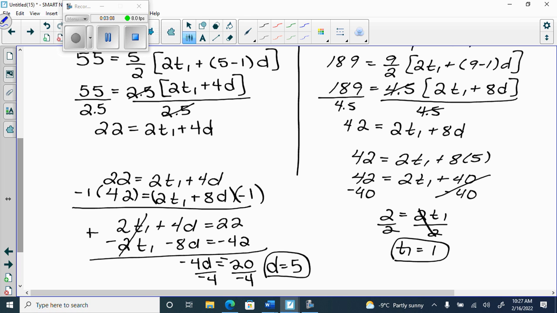And you could check your answer. You could go 1, 6, 11, 16, and then add them all up and see if you got it right as well. Okay? When you're done writing that down, can you go back to your booklet that we were looking at yesterday and finish it up.